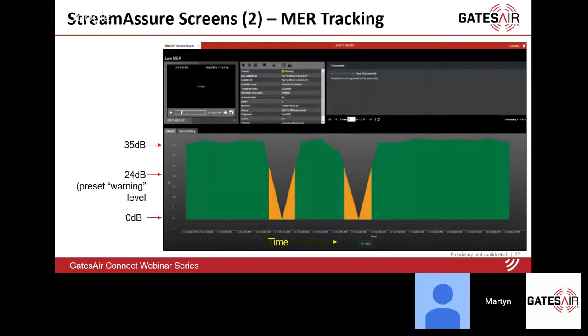So for example, here's another screen where we're just showing MER tracking over time. So you can have certain thresholds set. In this case, we have a threshold set at about 24 dBs. If the level drops to that, you see a color change. If it keeps going down, you have a serious problem. In fact, at that point, obviously, your viewers are not going to be able to receive a signal. You know that there's a serious problem. You can always wind this back, recording the data over time, and you can go and see where these glitches occurred.